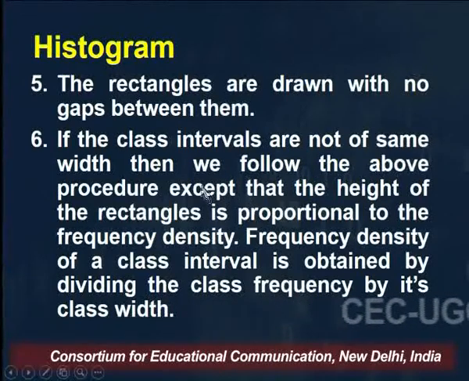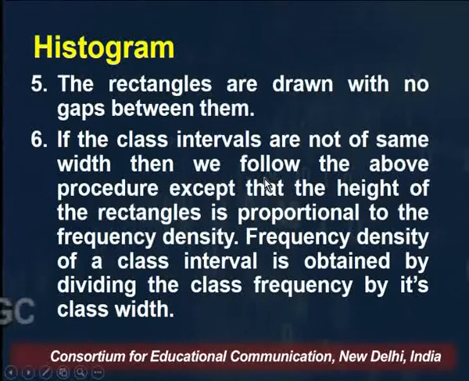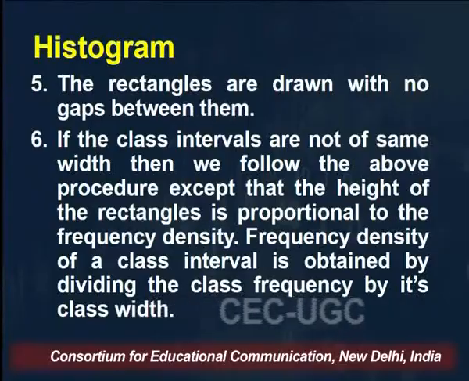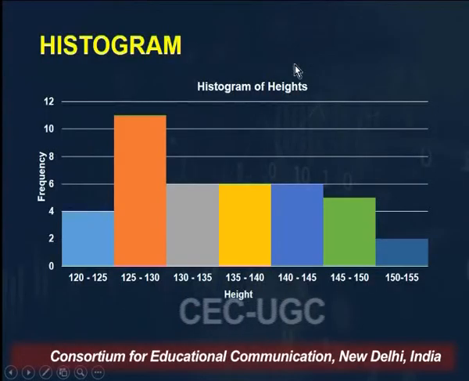That means we have to make one more column in the above table, which is the frequency density. We have made the column of class interval, the column of class mark, the column of frequency, but if the class intervals are not of the same width, then we have to make one more column, the frequency density. And when we draw the histogram for such a frequency distribution, I will plot the class intervals on the capital X axis and the frequency density on the capital Y axis. So this kind of figure we will get.